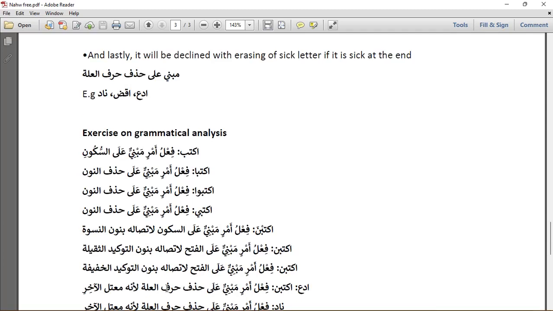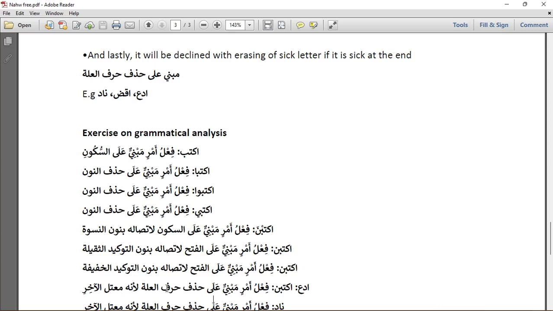Uktubanna, uktuban, we are still talking about nunu tawkid here. So the first one, uktubanna, the nun taking shadda for thaqila, that is for the heavy nun of emphasis. For the light one, we have uktuban, the nun taking sukun. So what do we do? We say fi'lu amri mabniyu ala al-fathi, because we see fatha on the bar, litisalihi bi nun al-taukid al-khafifa.